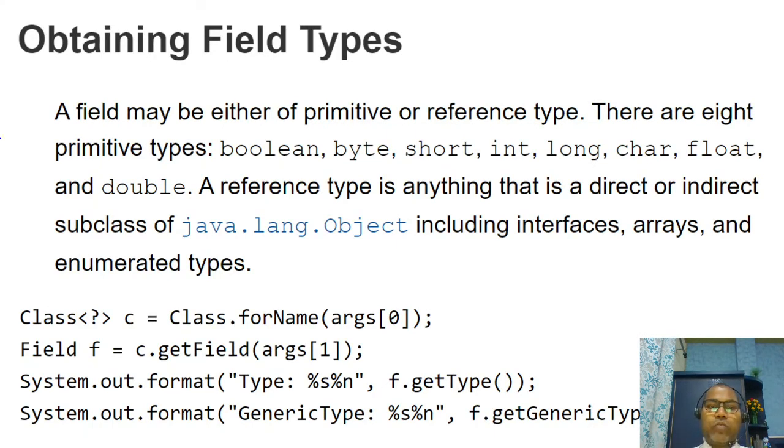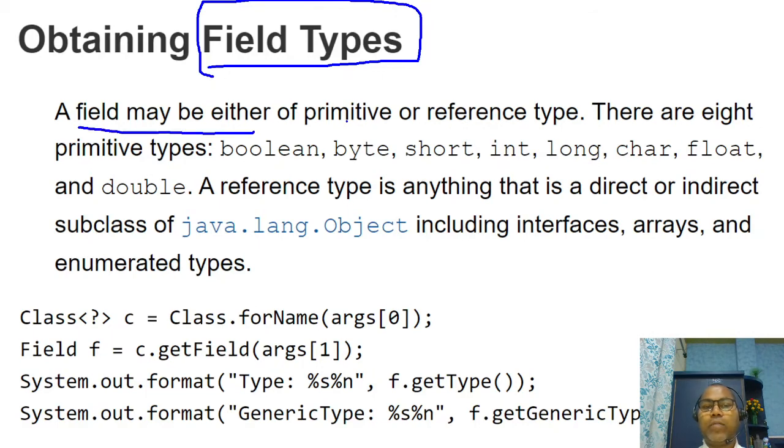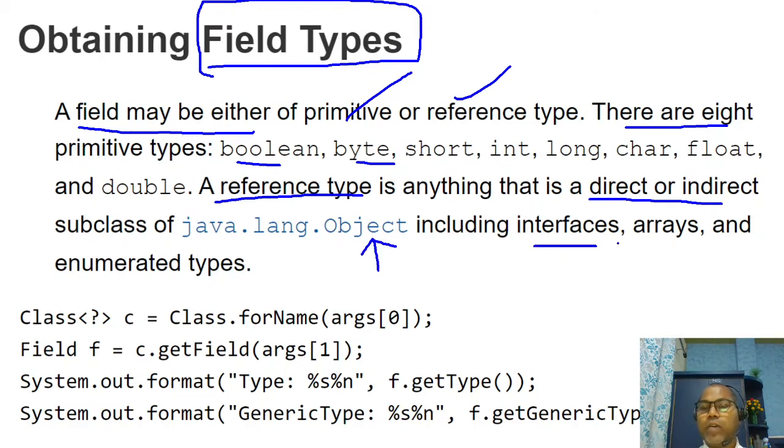Let us look at field types. I want to obtain a particular field's type. A field may be either a primitive or a reference object. Any class can have fields. Generally there are primitive types, maybe boolean, byte, short, and reference types. Reference types can be, directly or indirectly, subclasses of the Object class, or any interface, any array, or any enum type. So any kind of field type is possible.